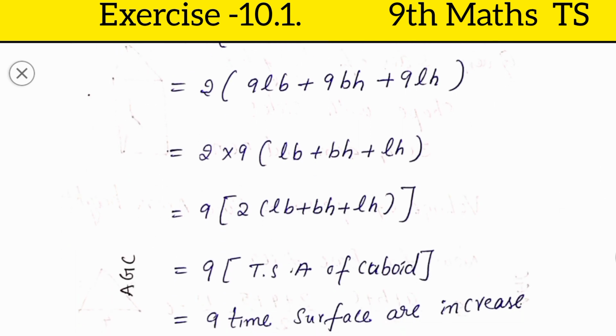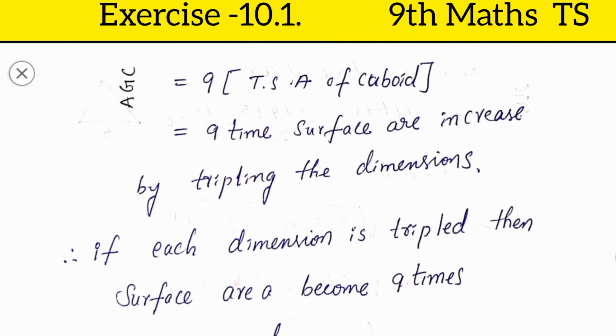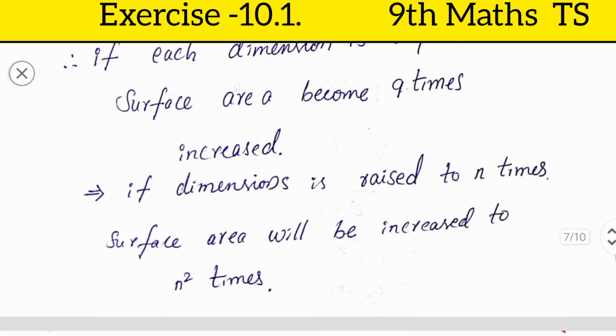Then what are we observing here? We are observing that it becomes 9 times increased when one side is tripled. So the same thing I have written here: if each dimension is tripled, then the surface area becomes 9 times increased. Then, in the last line, it is given that if the dimension is raised n times, then the surface area will be increased to n square times.